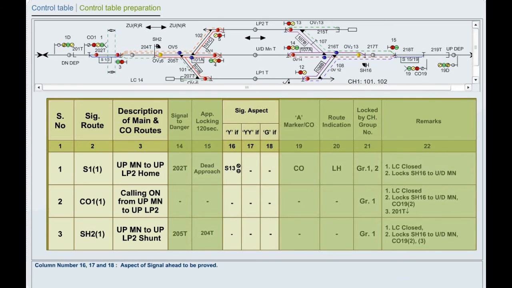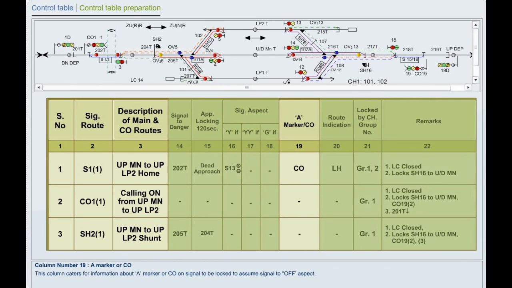Column number 16, 17 and 18. Aspect of signal ahead to be proved. Before any main signal is cleared, it is important to prove that the signal ahead is in lit condition. The aspects of the signal ahead are written in this column. This is generally taken from the aspect control chart of the station as shown in the signaling plan. Column number 19, a marker or CO. This column caters for information about a marker or CO on signal to be locked to assume signal to off aspect.